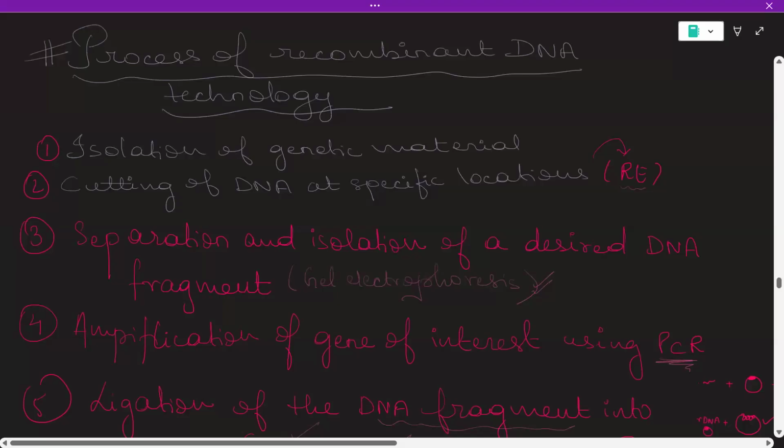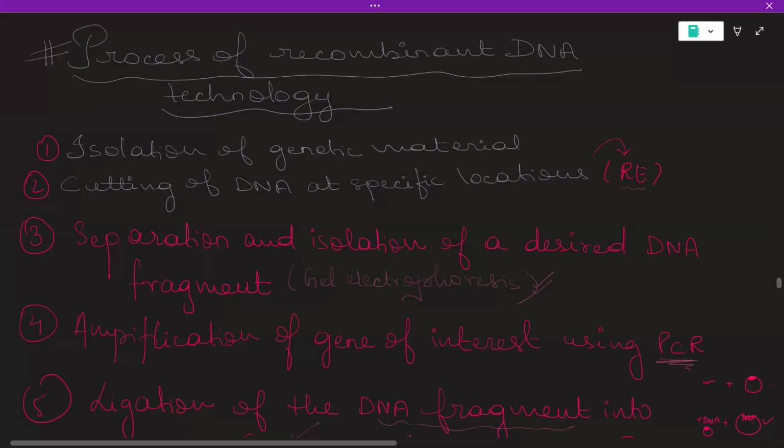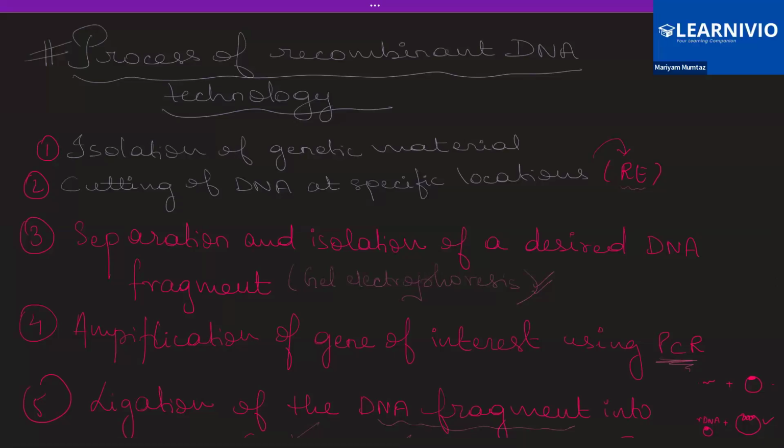So when we talk about the various processes of biotechnology or recombinant DNA technology, the first thing we have to do in order to create a recombinant DNA is to isolate the gene of interest, or isolate the genetic material, because that is the most important thing. Because if you don't have the gene of interest, how are you going to carry forward your whole entire work?